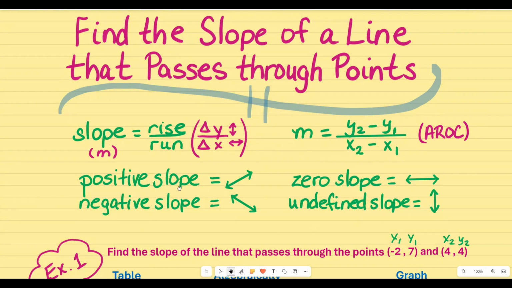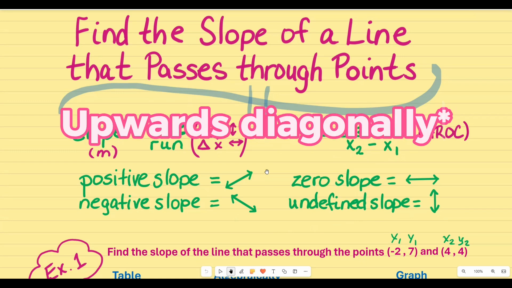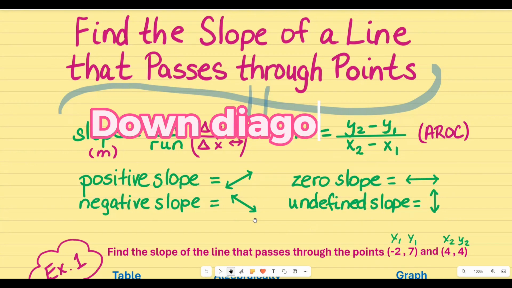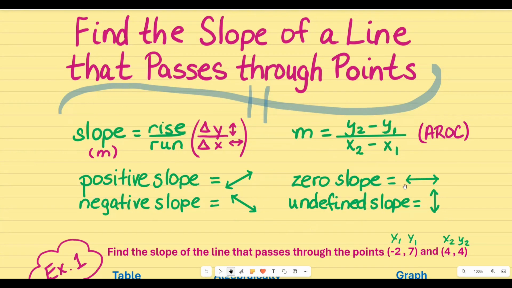Positive is when it's going upward. Whenever you're reading a graph, you always read from left to right or from bottom to top. So from left to right going up, that's positive. From left to right going down, that's negative. From left to right here, this is a zero slope because it's going horizontally across the y-axis. And then the undefined slope is the one that's up and down, or vertical, and that crosses your x-axis.